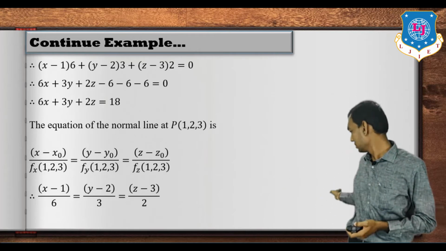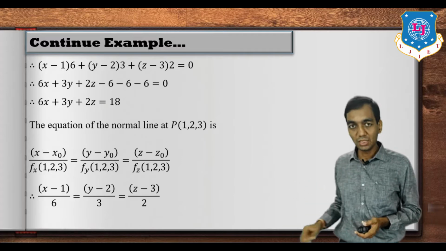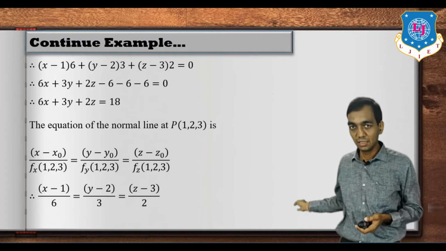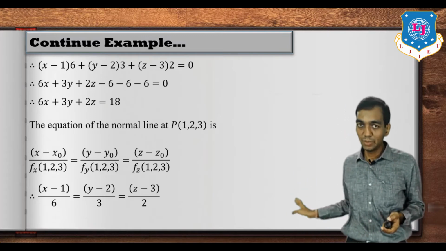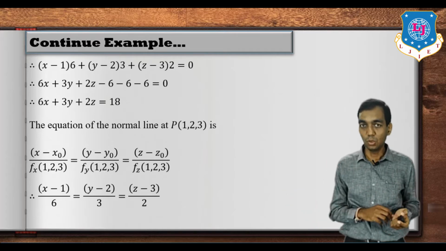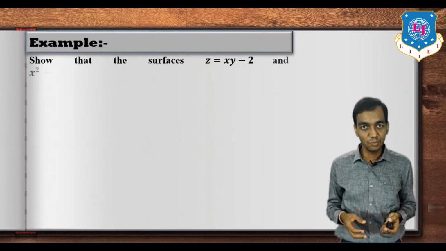So x0, y0, z0 is 1, 2 and 3. Putting the values of fx, fy and fz, that will give (x - 1) upon 6 is equal to (y - 2) upon 3 is equal to (z - 3) upon 2. This is the equation of a normal line. In the same manner, we are going on with another example.